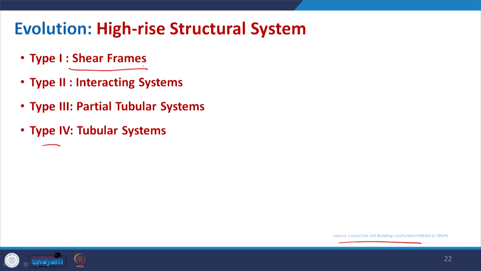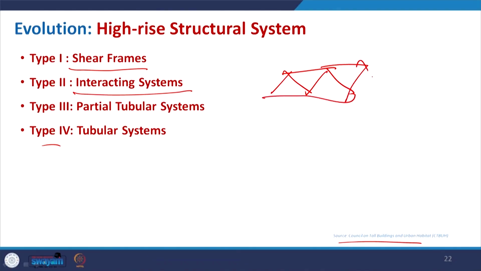One is the shear frames. Next is your interacting system, where your steel truss is interacting with the concrete frame. Both have different advantages. The truss, because of its triangular members, will have better stiffness and can distribute the load, and then the frame will have some rigidity and can take your axial loads, so that can be combined.